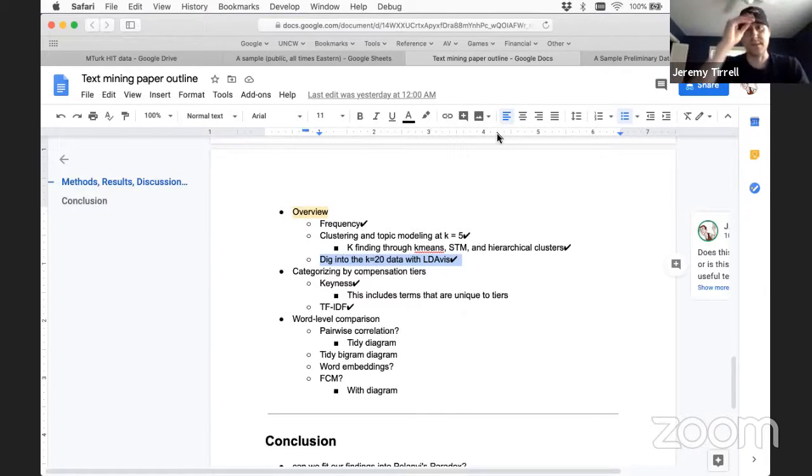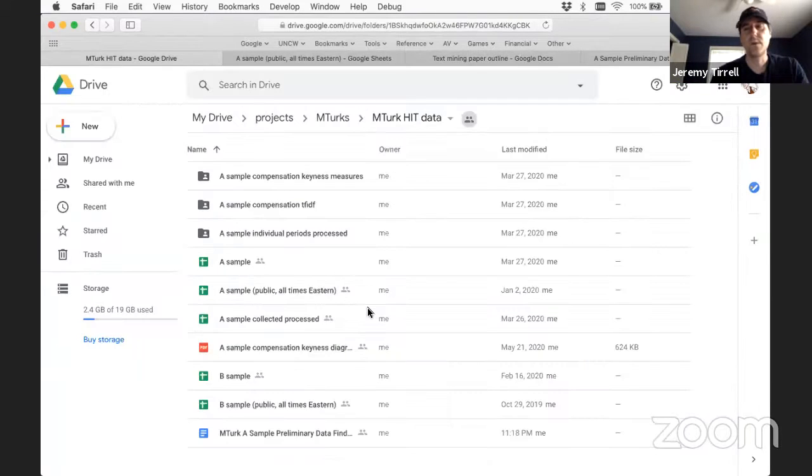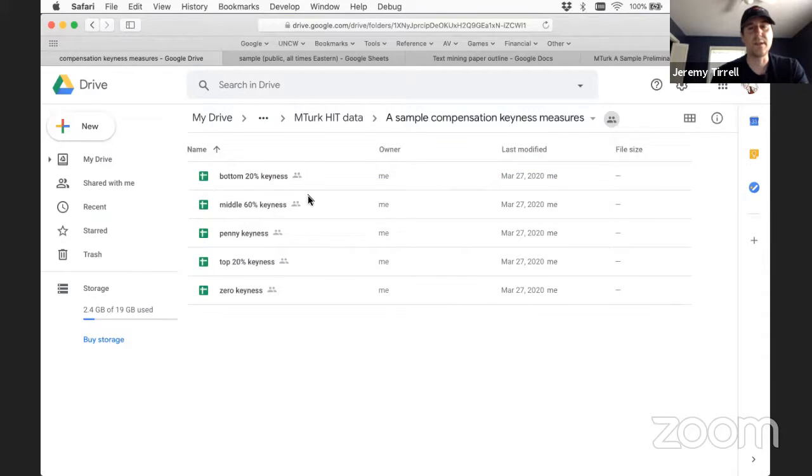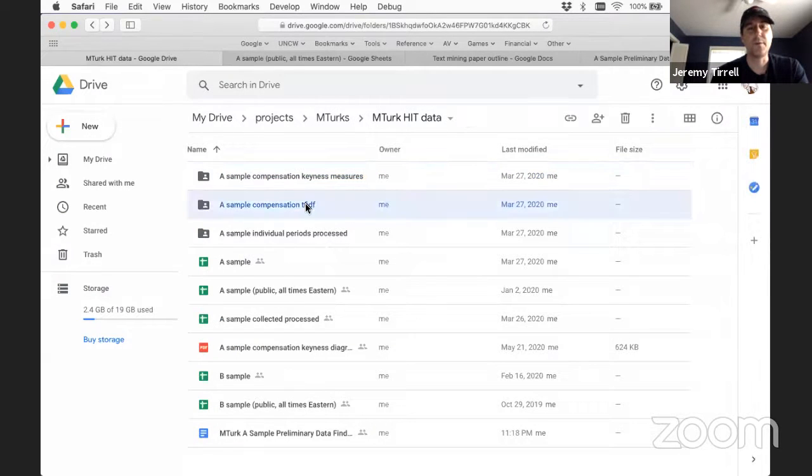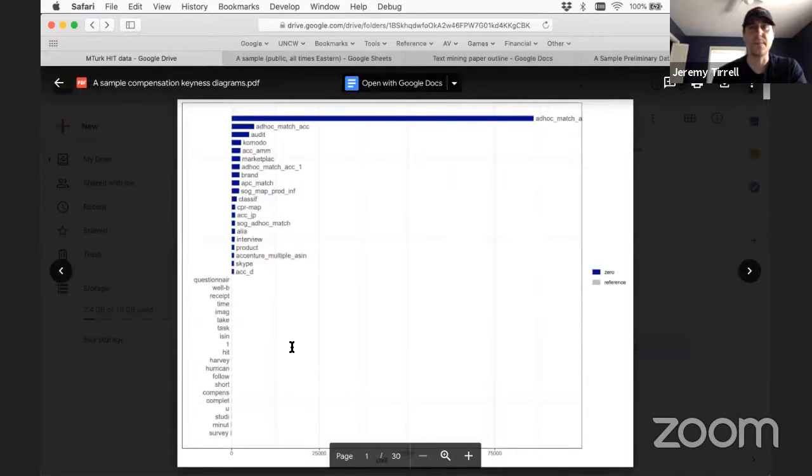So turning to the compensation tiers, we'd already prepped, we have the 5 compensation tiers, and we'd prepped the keenness measurements and the Tf-Idf measurements. So again, these are just 2 different ways to figure out what's going on in those tiers, right? We have the measurements themselves here broken into the tiers for both keenness and Tf-Idf. We also then have the keenness diagram, which can be helpful because it shows you the head and the tail, right? By the by, I also updated this diagram.